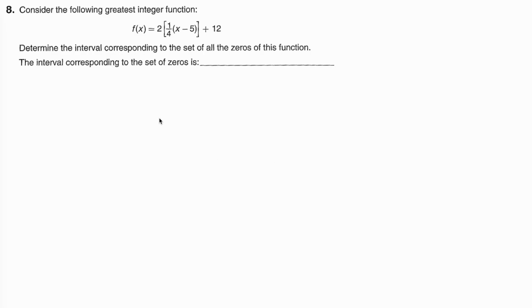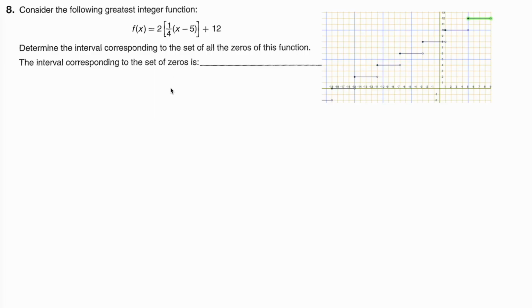Question number 8, consider the following greatest integer function. F of x is equal to 2 times the greatest integer of 1/4 times open bracket x minus 5 close bracket, close the greatest integer bracket, plus 12. Determine the interval corresponding to the set of all zeros of this function. There's a couple of ways we can do this.